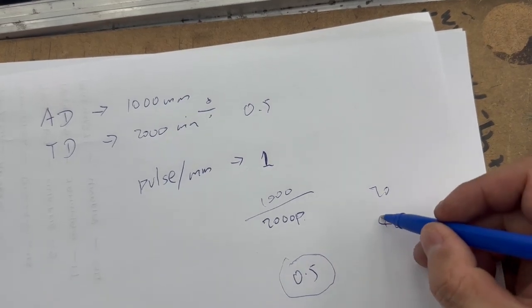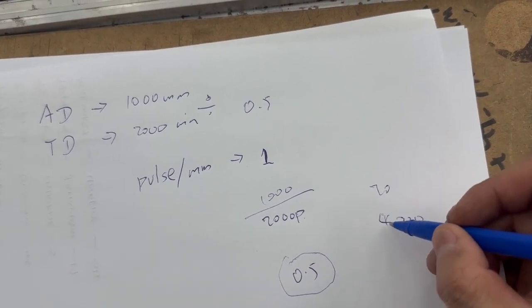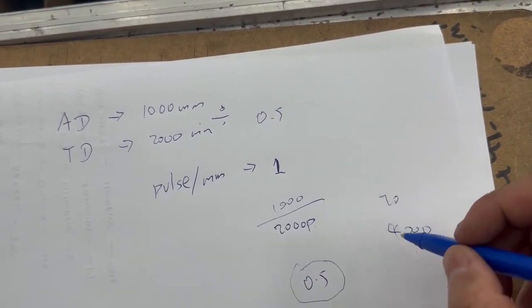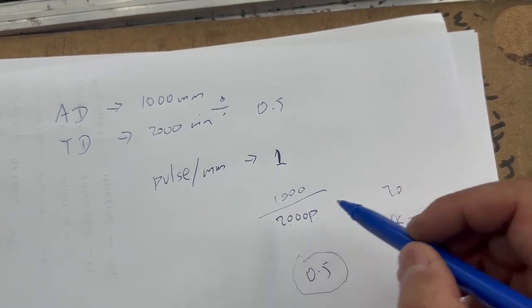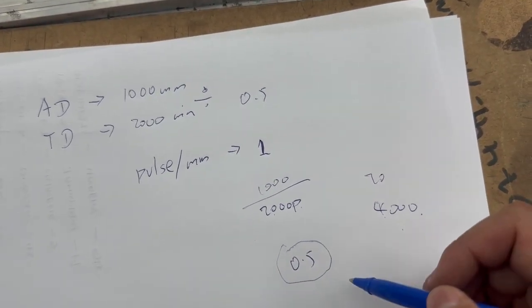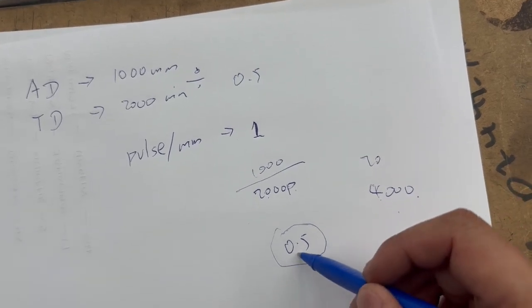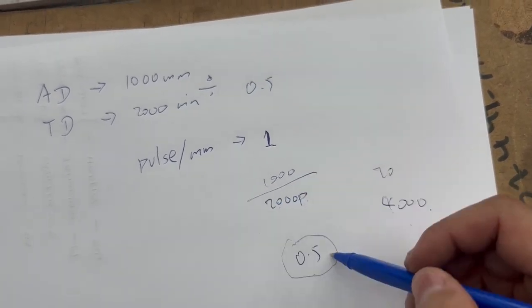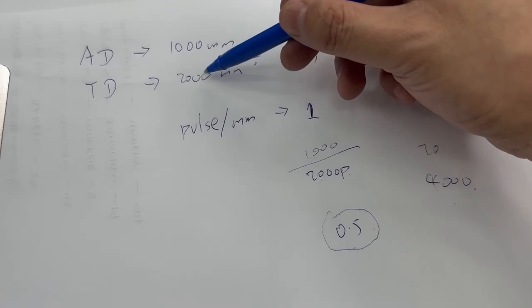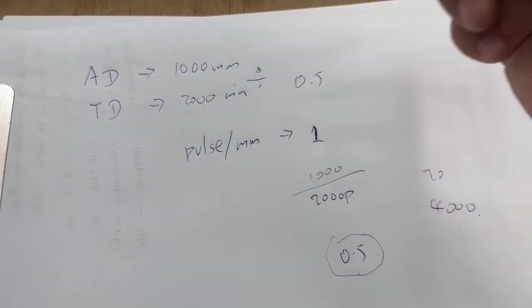Because if it's 0.5, then if you really want to go 2,000, you need to send 4,000 pulse, right? Instead of sending 2,000 pulse, you need to send 4,000 pulse because this is half. Then with this 4,000 pulse multiplied by pulse per millimeter, you get 2 meters, and it will be exactly this number, right?